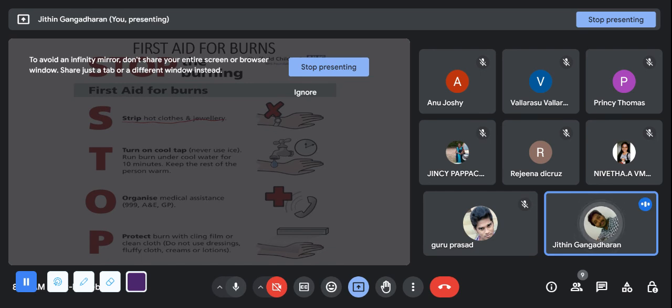Next, turn on the cool tap. Just open the tap and keep the hand or the affected part under the running water. Then cover the burn area and protect it with clean cloth or something like that. So that is the first aid.